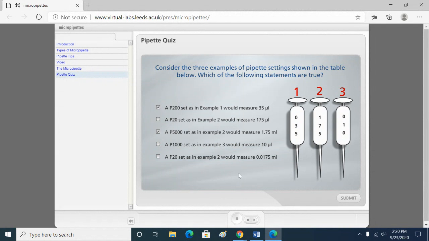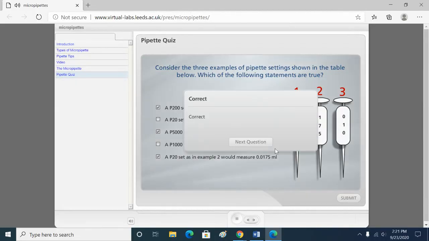And then a P20 set as in example 2 would measure 0.175 milliliters. So again, convert this to microliters. How many microliters is this? That would be 17 and a half. All right, so 17.5 microliters. On a P20, is this what you would get? Yes, right? So that should be true as well. So let's see if we're right. We are.